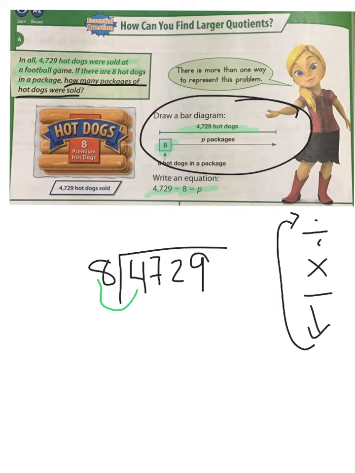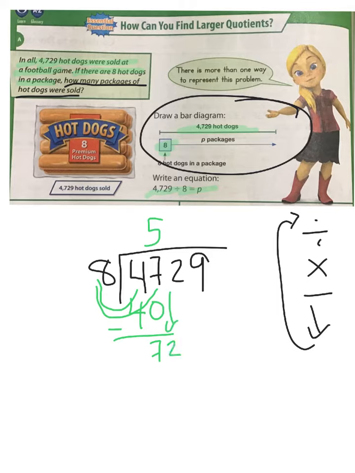Well, we can't divide 8 into 4 because 4 is less than 8. So instead, we're going to divide 8 into 47. And 8 goes into 47 5 times. Next, we're going to multiply. 8 times 5 is 40. Then we're going to subtract and bring down our 2.